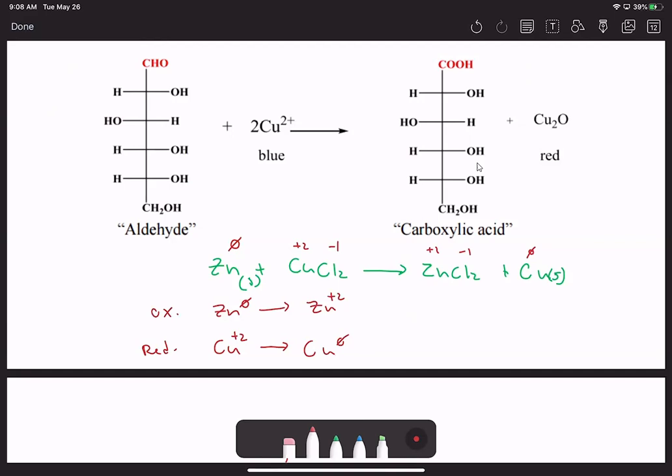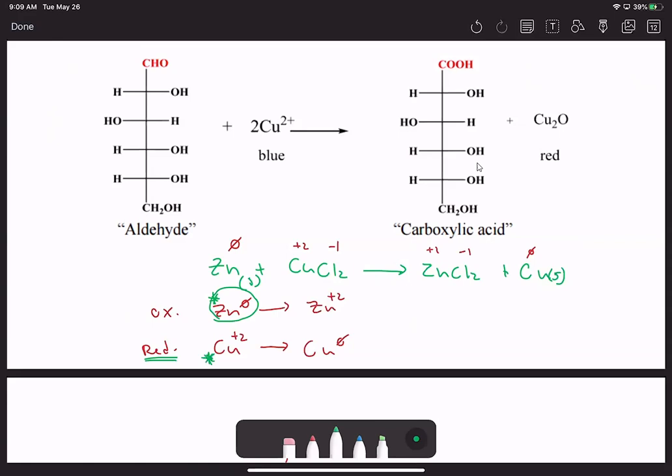But let's look at the zinc real quick. The zinc was oxidized, right? The copper was reduced. I keep repeating this because it's really important to understand this for what's going on in the reaction. If the copper was reduced, what reduced the copper? The copper was reduced, but what was it that reduced it? The zinc reduced the copper.